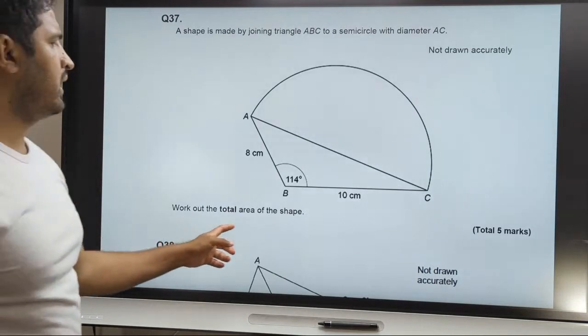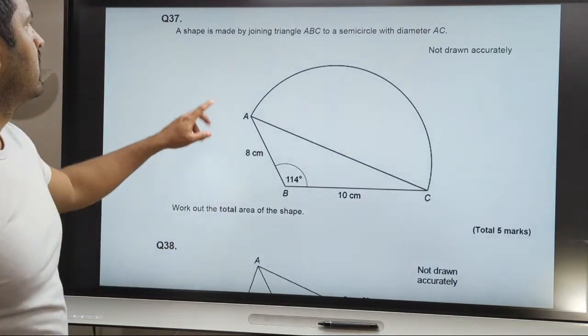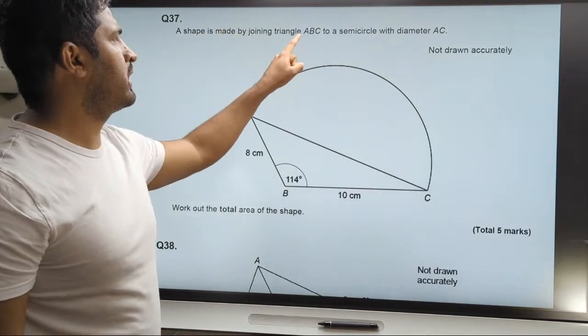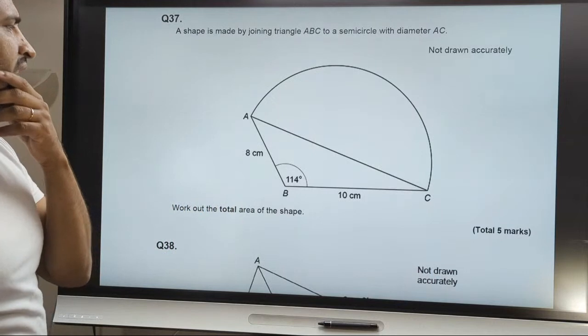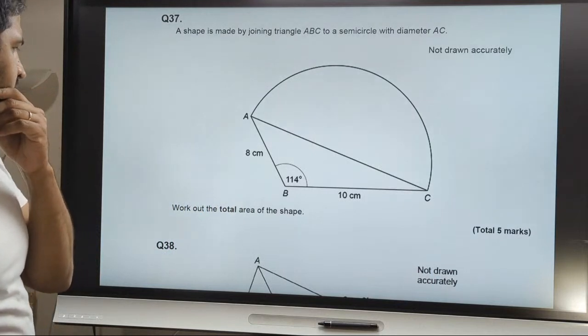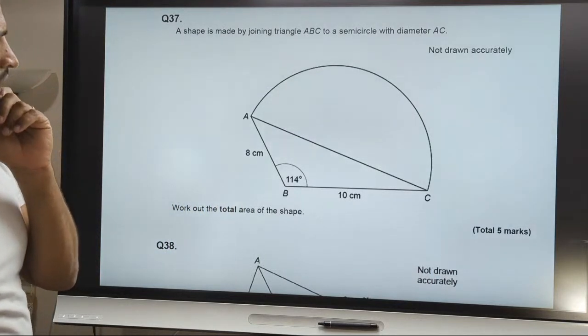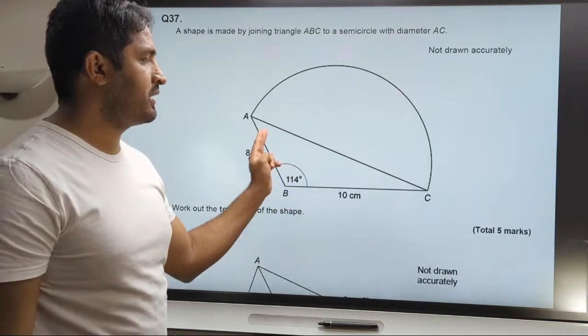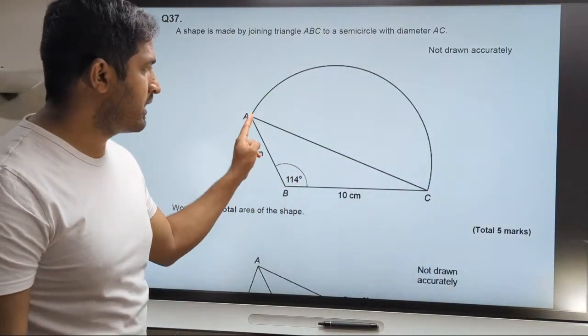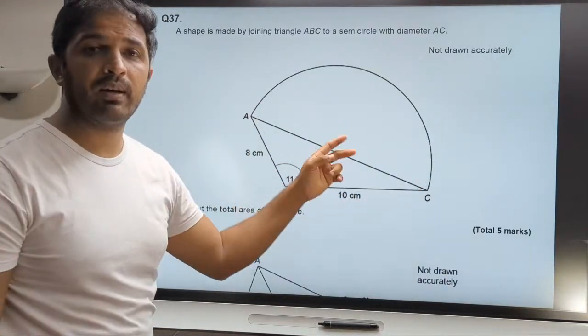Work out the total area of the shape. So the shape is made by joining triangle ABC to a semicircle with the diameter AC. This is a 5 mark question, and the information we've got is this. So again, if you look at it, we need to work out what the length of the diameter is.